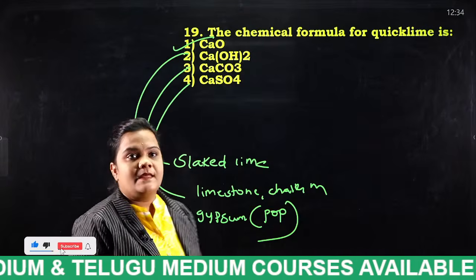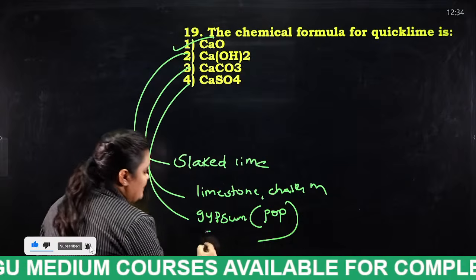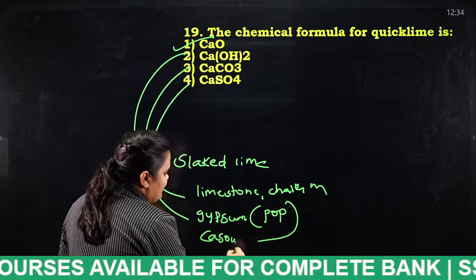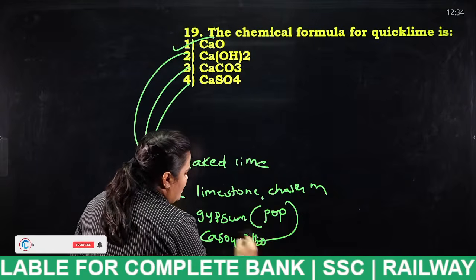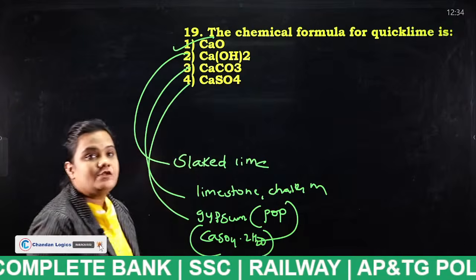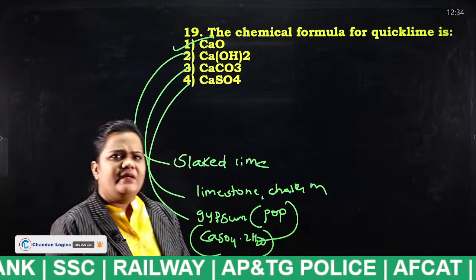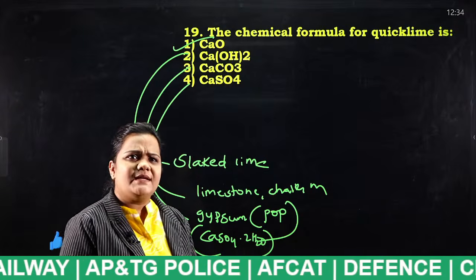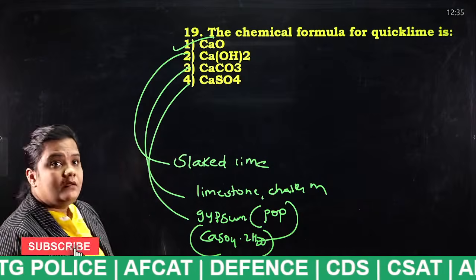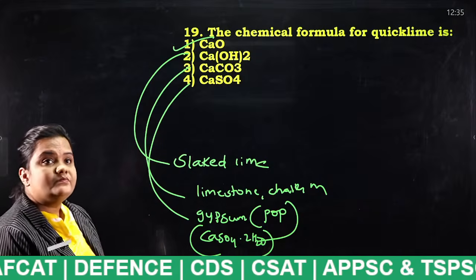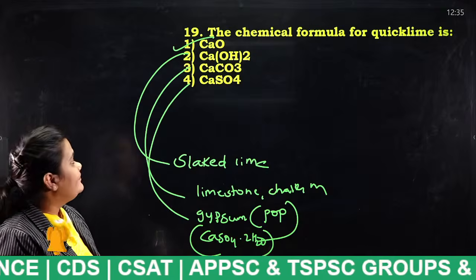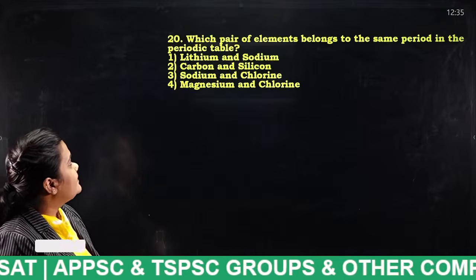Gypsum is written as CaSO4·2H2O. Remember the formula for gypsum also. And CaCO3, what is that? Okay, CaCO3.